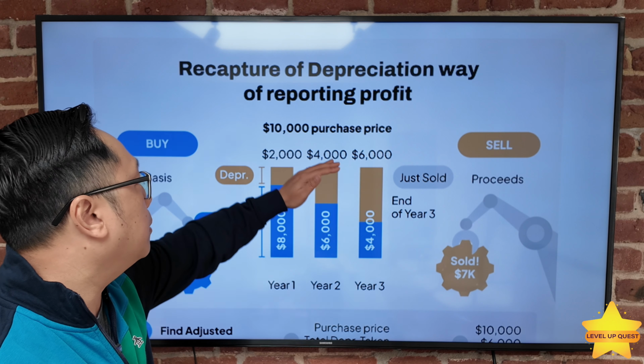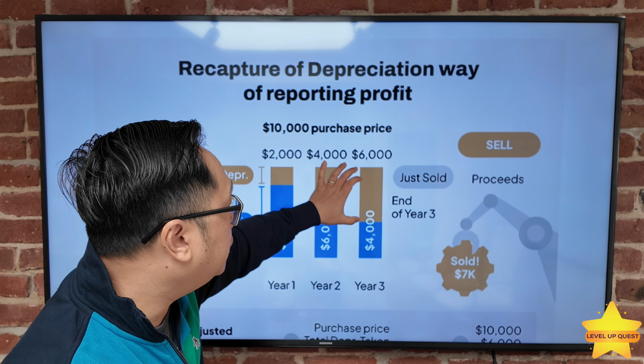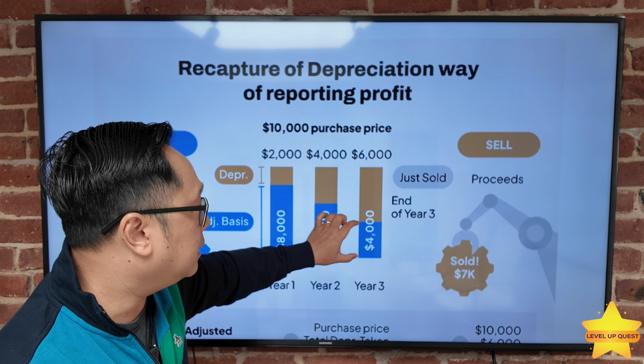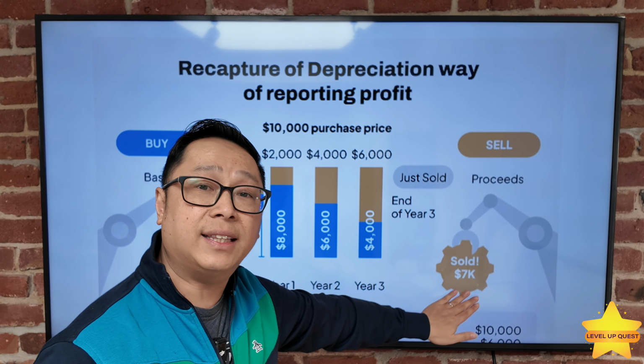But with this example right here, let's say at the end of the 3rd year, the client wants to sell this item. So remember, they bought it at $10,000. After 3 years worth of depreciation, that's a total of $6,000 worth of depreciation taken. Their adjusted basis is $4,000. And at the end of the 3rd year, they're going to sell it for $7,000.